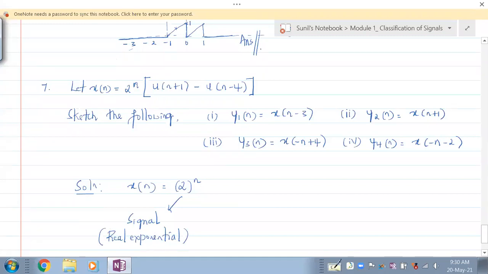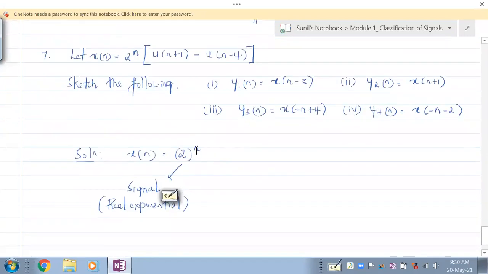Now, if it is just 2 power n, we don't know from where to where. This n will take the values from 0 to infinity, or minus infinity to plus infinity, or only a few values, say from 1 to 10 or from 1 to 5. That is not told here, right? If it is just 2 power n, it will not be understood. So what you need to do is take this particular signal which defines the range of this 2 power n.